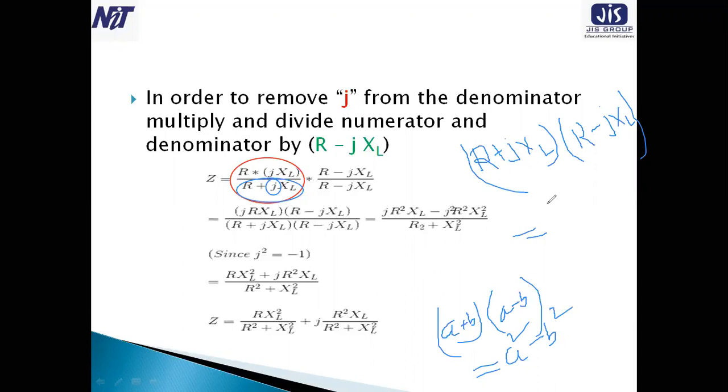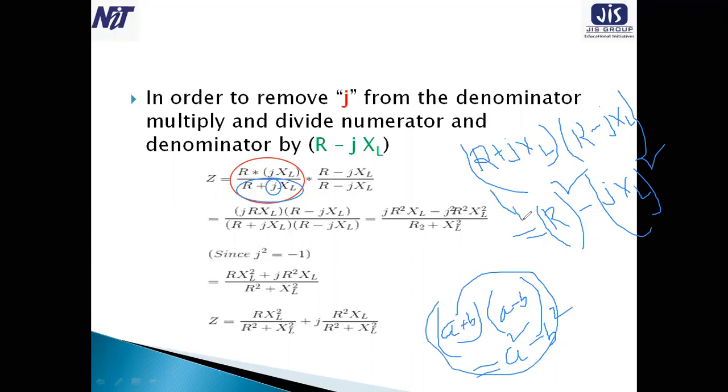So here also we can apply the same formula. The first one will be R square. Now a minus is there, the minus will come, no problem. Just take minus jXL whole square, no problem. We just apply the same algebraic formula. So this is R square minus j square into XL square. We don't have any problem with XL square.